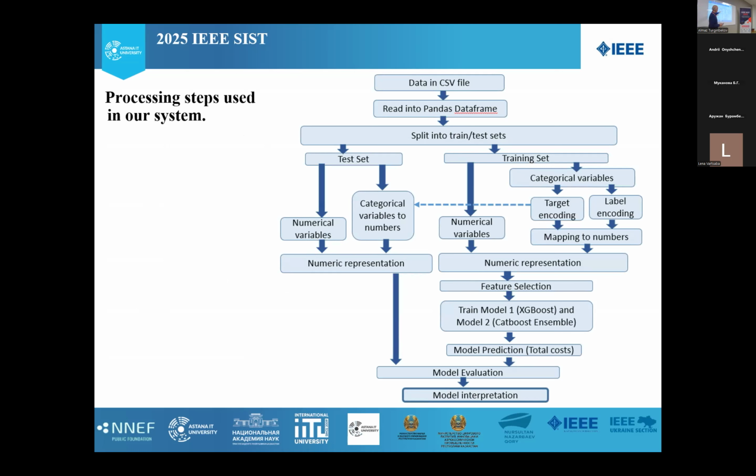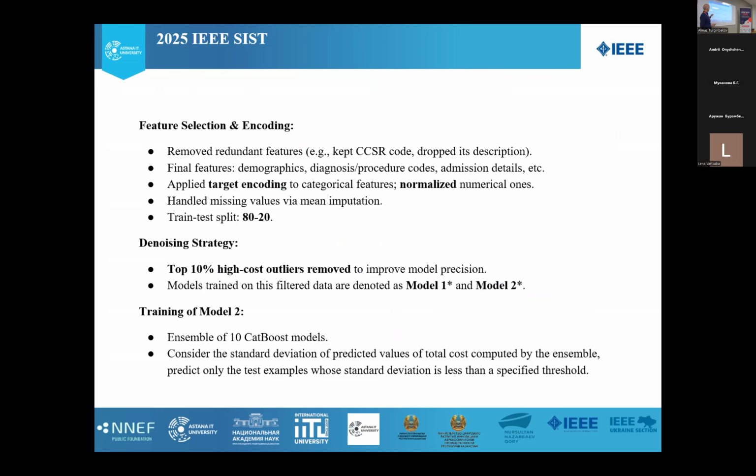You read the data, you split the numerical values and categorical values. We analyze those, and then we train the XGBoost model. We also use the CatBoost ensemble, so we have two ways. The CatBoost ensemble will use about 10 different estimators, and we find 10 different models. You look at the standard deviation, and if it is high, we say, okay, you will not predict.